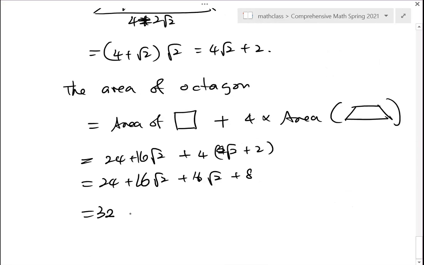So it's 32 plus 32 square root 2. It's 32 times (1 plus square root 2).